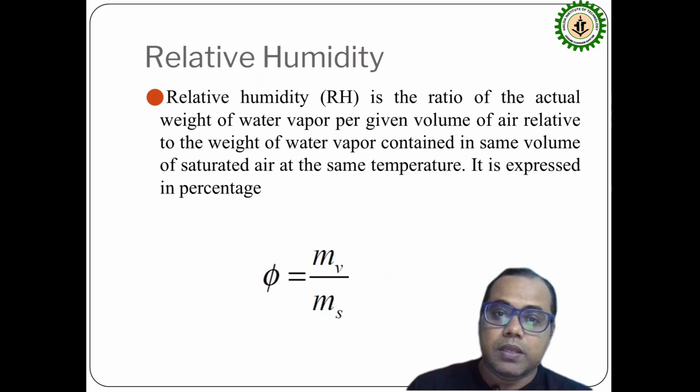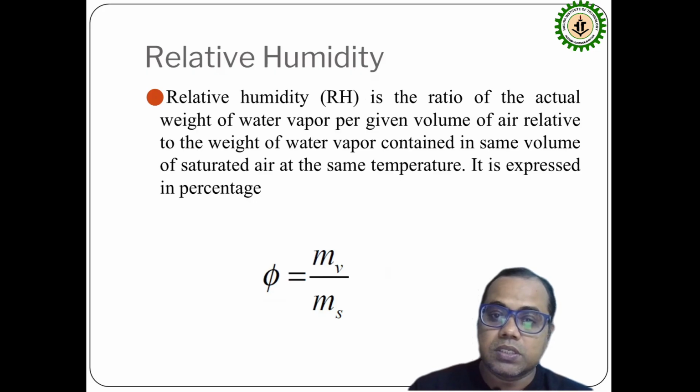What happens in the saturated condition? The saturated condition is the condition when the water vapor will be in maximum amount, meaning how much water vapor the dry air can hold. When this condition is achieved, this is known as saturated air. Saturated air occurs when the partial pressure of water vapor becomes equal to the saturation vapor pressure. In that case, the air becomes saturated.